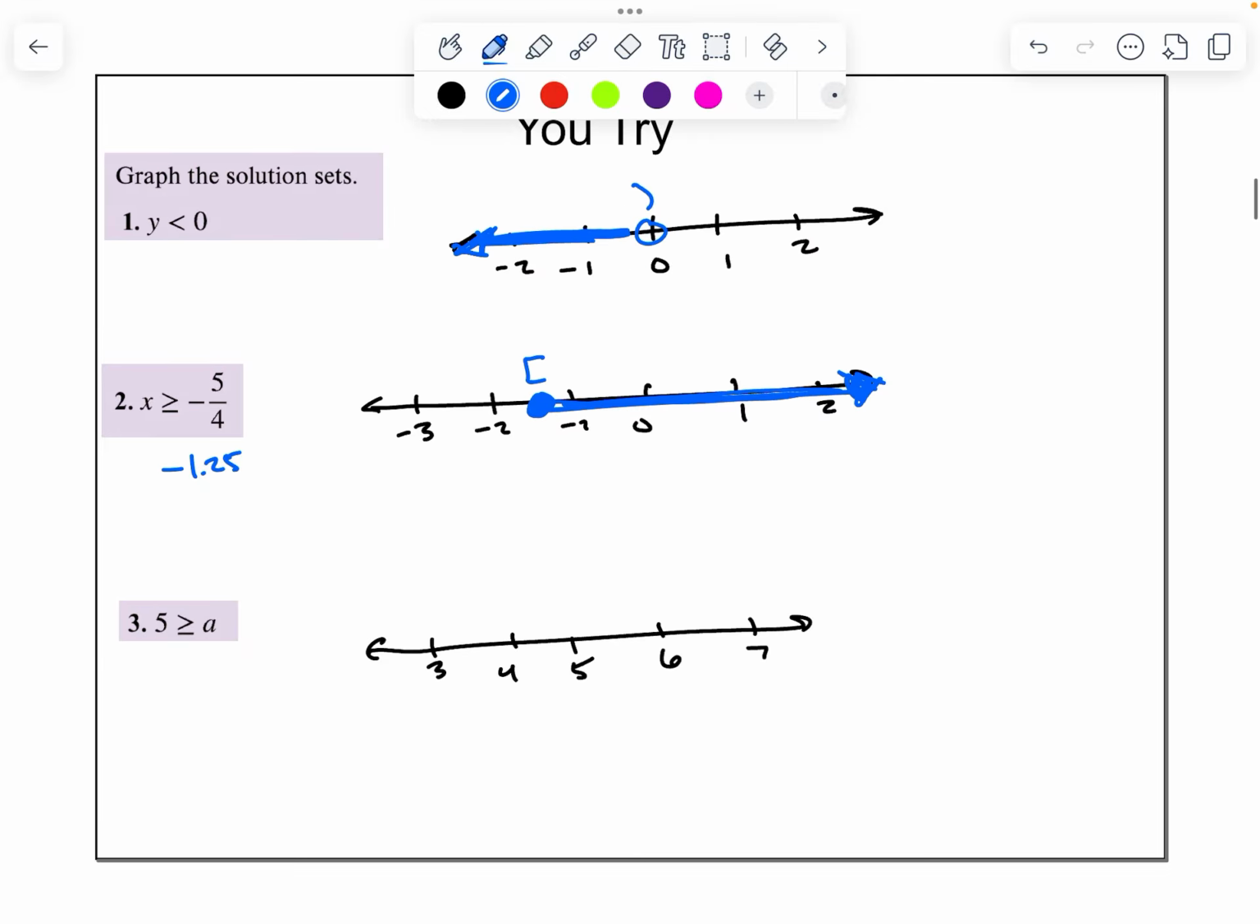And the third one, 5 is greater than or equal to a. That's going to be a closed circle, or it could be a bracket. 5 being greater than a means a must be less than 5. 5 is greater than these numbers over here that I'm shading. 5 is greater than 3. It's greater than 4.